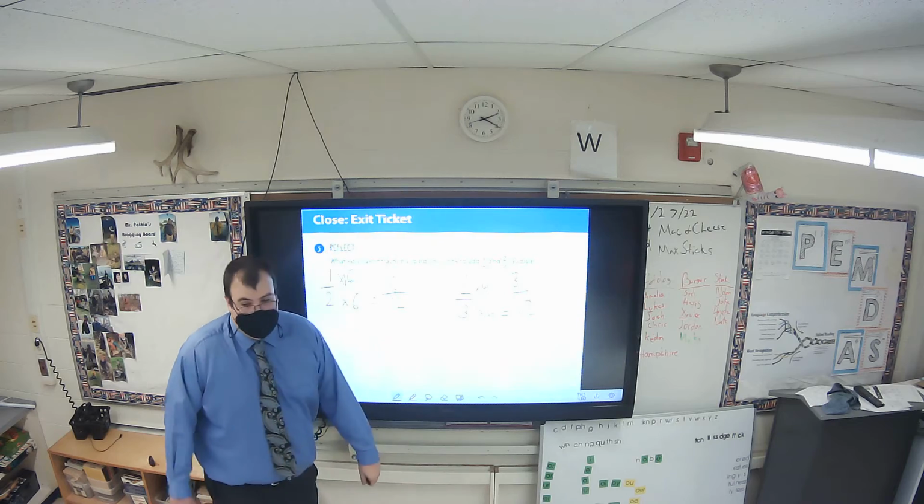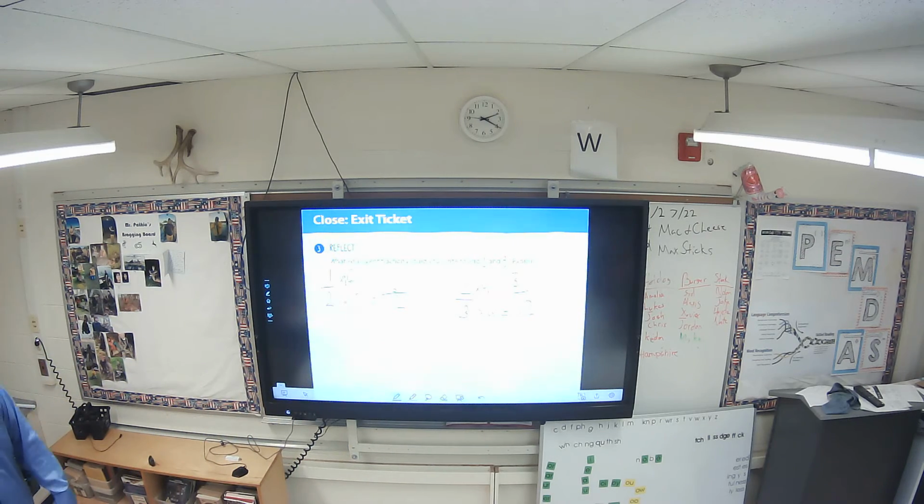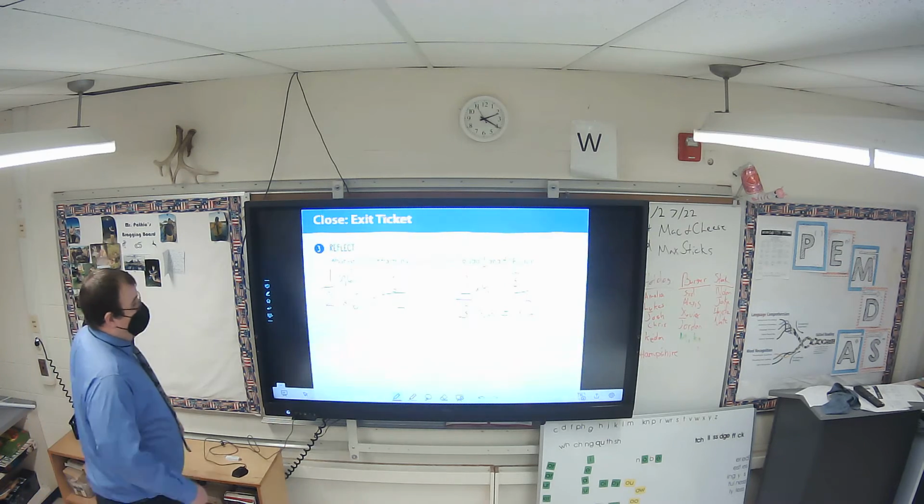Is 6/12 and 8/12 the same denominator? Are they equivalent to the original fractions? Yep. Can I add them? Yep. What's 6 plus 8? 14. 14/12, right?